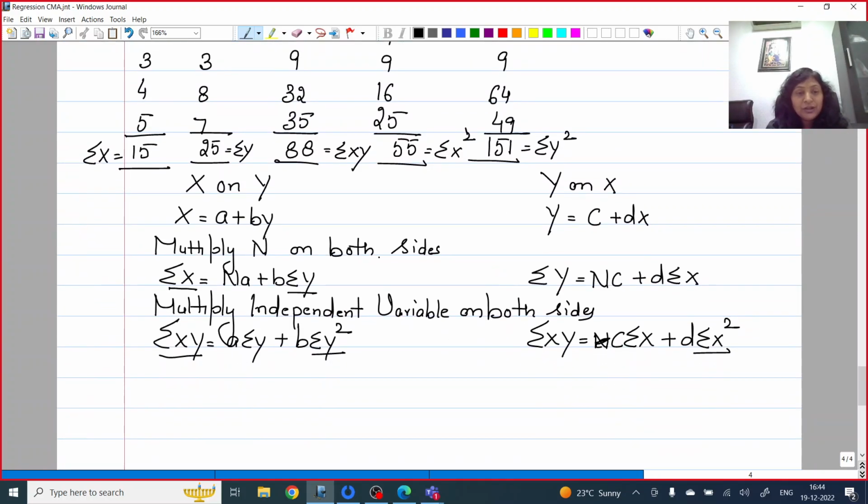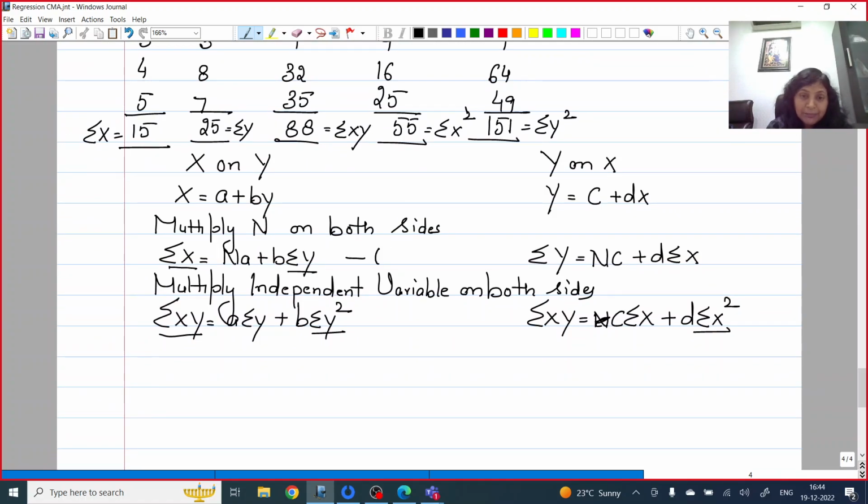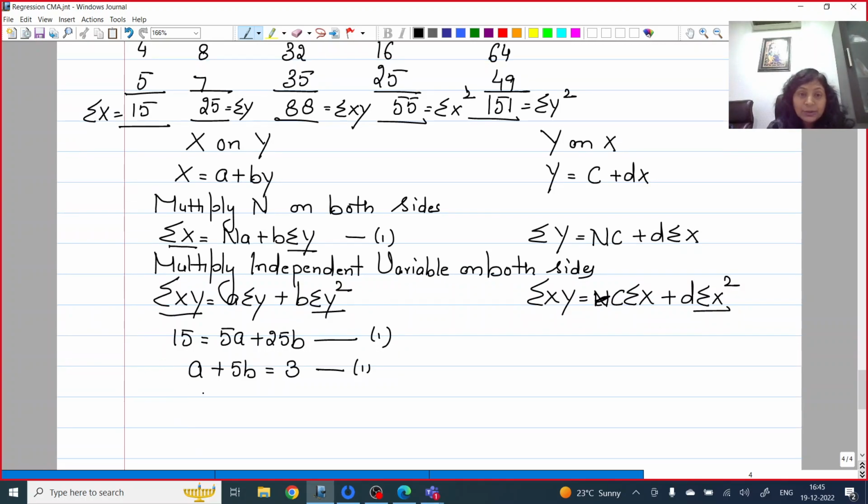Now we have to put these values into the equation. If I put the values in the first equation, this becomes 15 equals, and n is the number of pairs, that is 5, so 5a plus 25b. This is my first equation. If I simplify it by dividing by 5, my equation becomes a plus 5b equals 3. So this becomes my first equation. Now my second equation: summation xy is 88, equals 25a plus 151b.